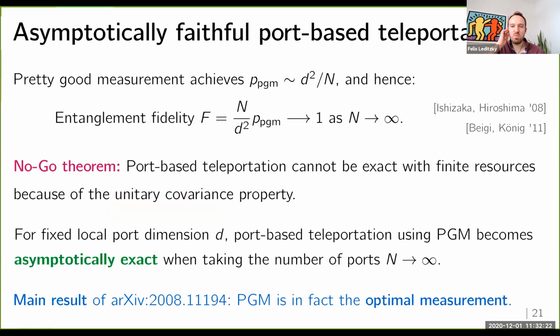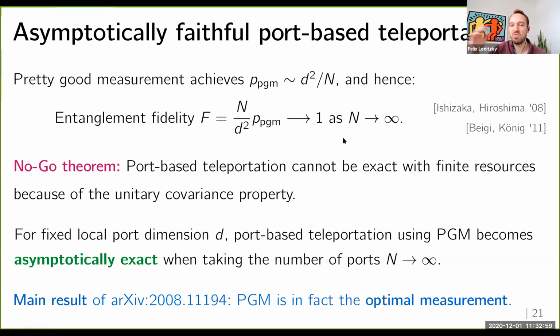And this is basically what we're trying to do. We now want to use this pretty good measurement and show that as you take the limit n to infinity, which means that you add more and more ports, this success probability approaches or behaves like d squared over n, because then by the correspondence between port-based teleportation and state discrimination, you will get that the resulting protocol actually is perfect in the limit of an infinite number of ports, okay, which is kind of the goal.